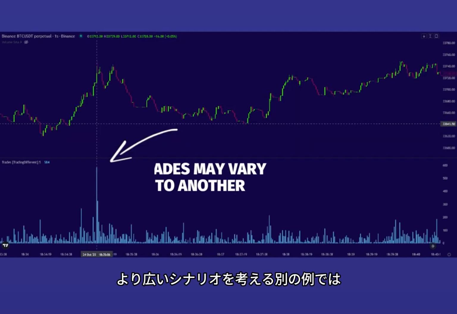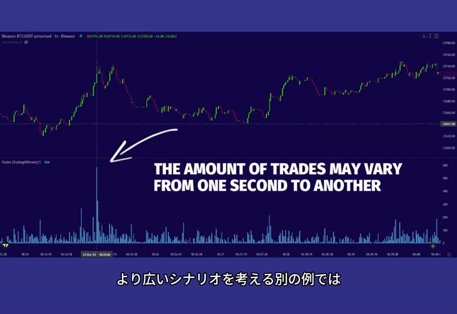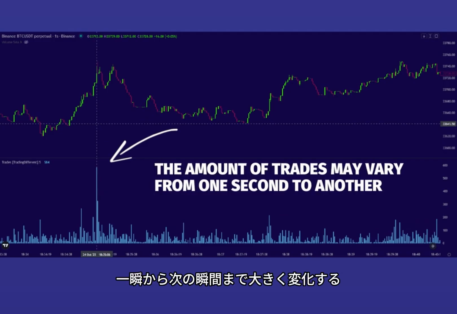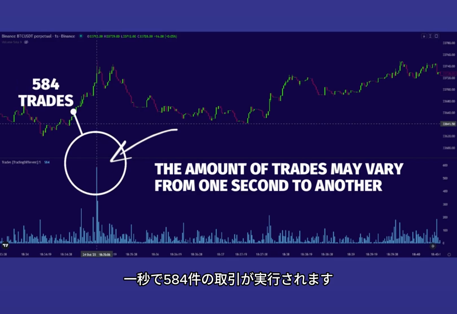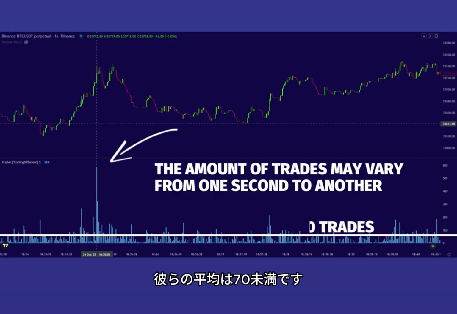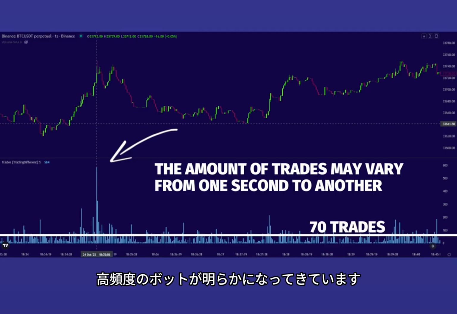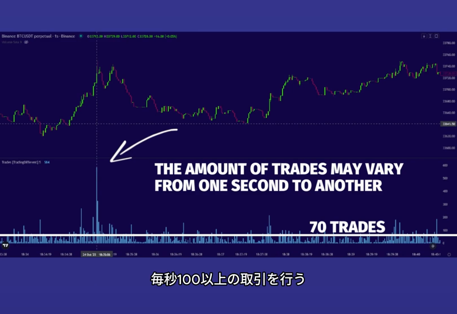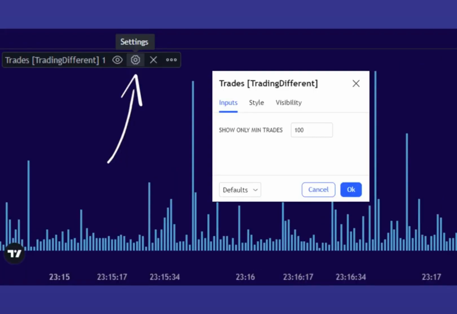In another example, considering a broader scenario, we see that the number of trades varies greatly from one moment to the next. In the indicated candle, 584 trades are executed in 1 second. If we look at the rest of the candles, we notice that they have an average of less than 70 trades per second, so we can interpret, for this scenario, that high-frequency bots are becoming evident with more than 100 trades per second.